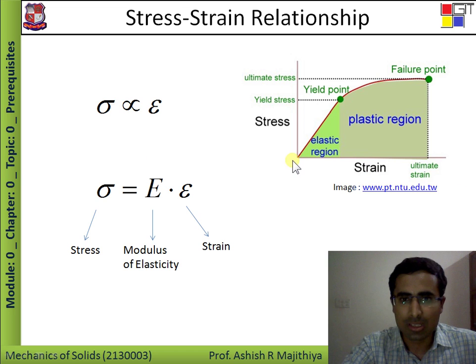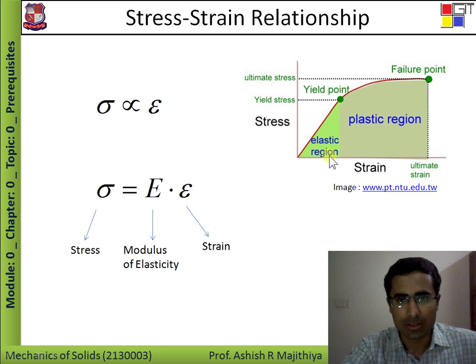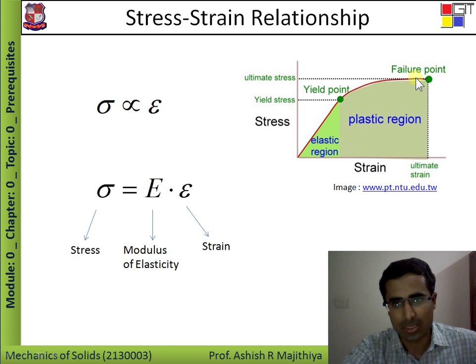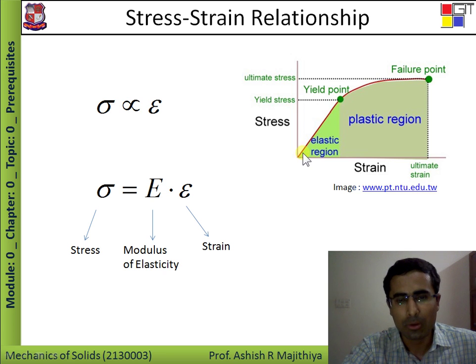This is the graph of stress and strain. So up to a certain point, the stress is directly proportional to strain. That point is called the limit of proportionality and it is called elastic region. But after that, in the plastic region, this equation, that stress is directly proportional to strain, is not being followed afterwards. So it is followed only up to limit of proportionality.